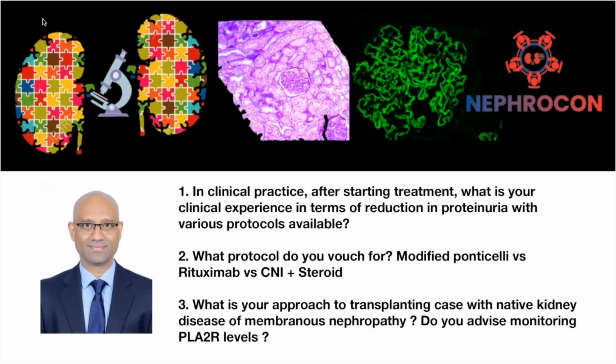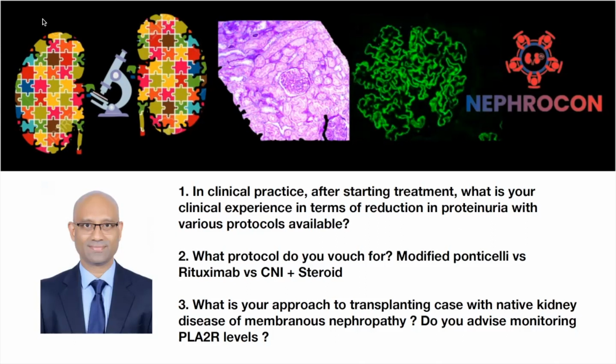Right. So, sir, my last question is, what is your approach to transplanting cases with native kidney disease of membranous nephropathy? Because PLA2R is, as sir mentioned, present in just 60% of cases. Do you think doing pre-transplant PLA2R should be the dictum or algorithm we follow? Probably for all legal reasons, we should test PLA2R antibodies before transplantation. But once a patient of membranous nephropathy is on dialysis, the literature says, and my observations also say, that PLA2R antibodies surprisingly become negative within 6 months of starting maintenance hemodialysis. However, we are bound to test for PLA2R antibody levels or any newer suspected antigens before transplantation, at least to document negative PLA2R.